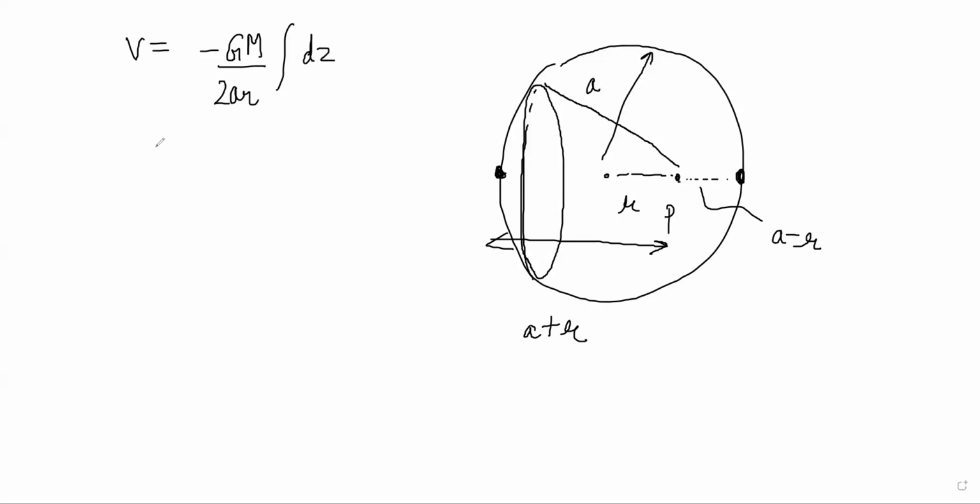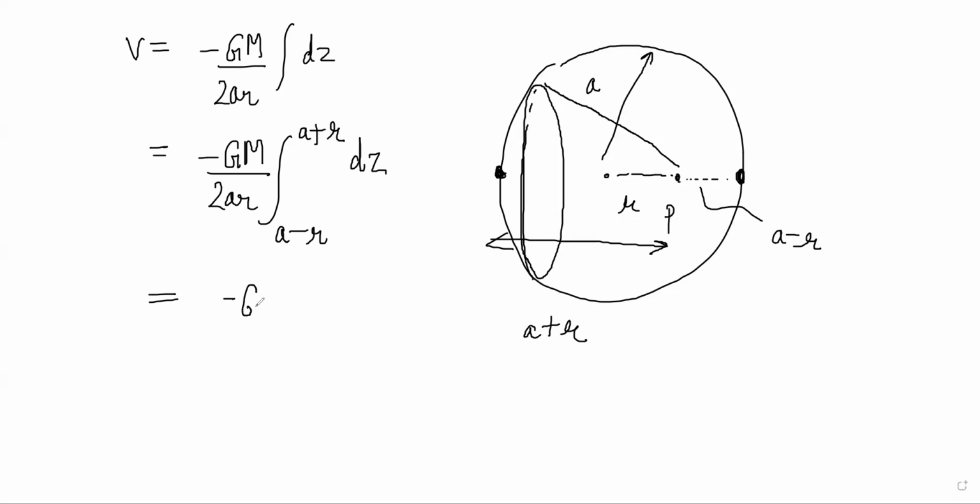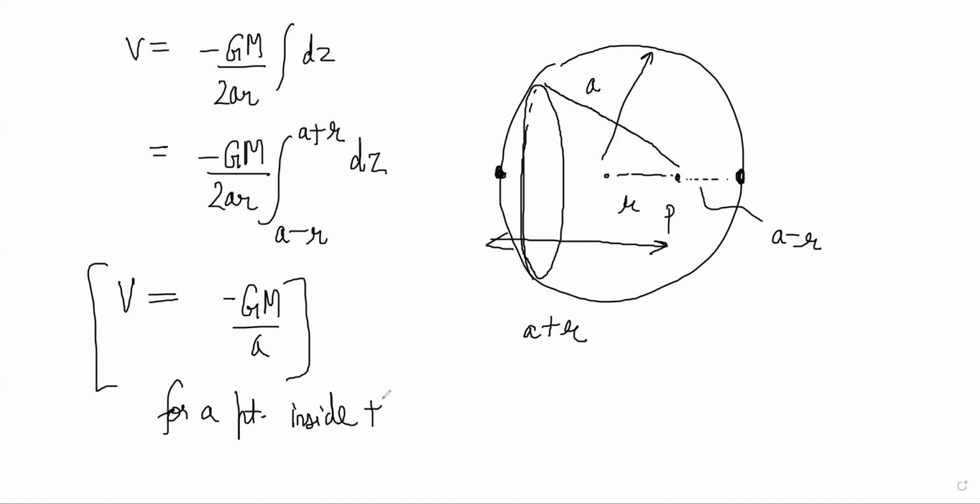So the limits in this case is minus GM by 2ar, integrated from a minus r to a plus r, dz. A plus r minus a minus r gives 2r, which cancels the 2r here and becomes minus GM by a, for a point inside the shell.